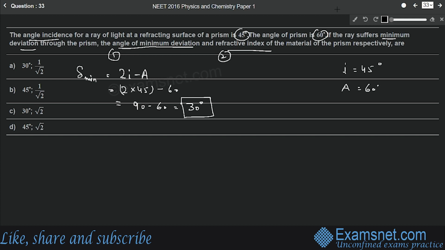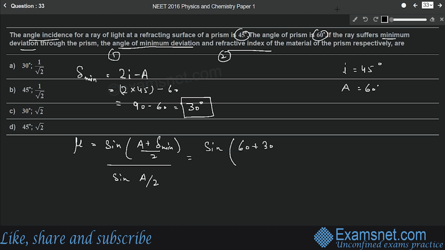Now second thing is refractive index, mu. Refractive index, that is mu, is equal to, what is the formula? Sine of A plus delta minimum by 2 upon sine A by 2. So let's just put the values. A is 60 degree, delta minimum is 30 degree, that we have just calculated, upon 2, and divided by sine A by 2, that means 60 by 2, right? So on the numerator side we get sine of 60 plus 30, 90, divided by 2, so sine 45 degree upon sine 60 by 2, that means 30 degree.